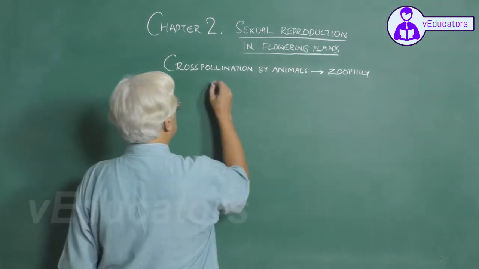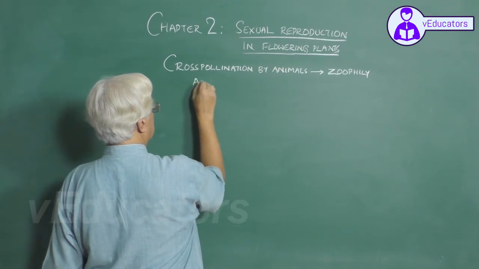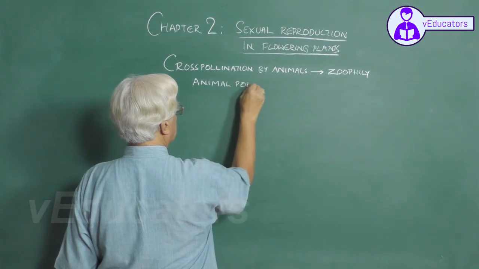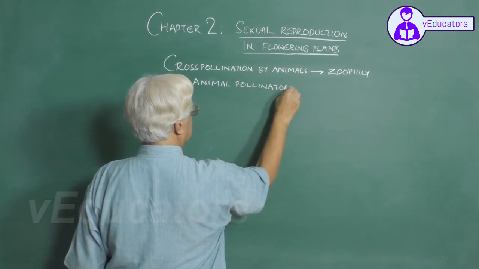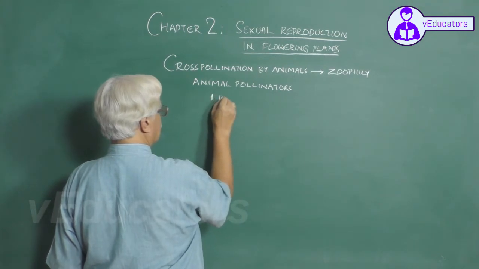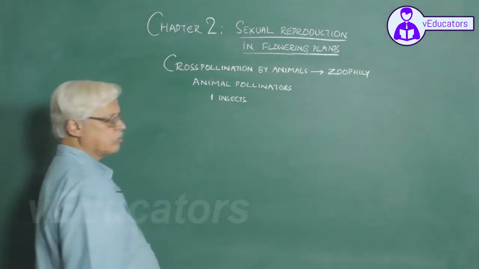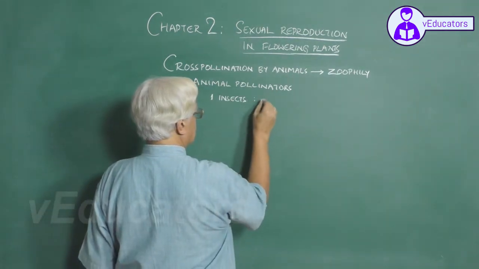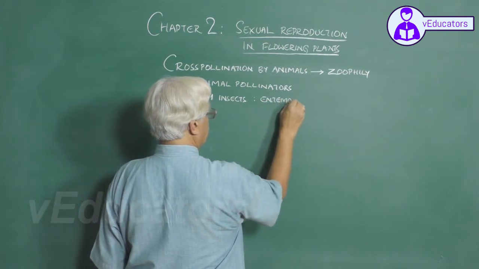The most familiar animal pollinators are insects. Cross pollination brought about by insects is called entomophily.